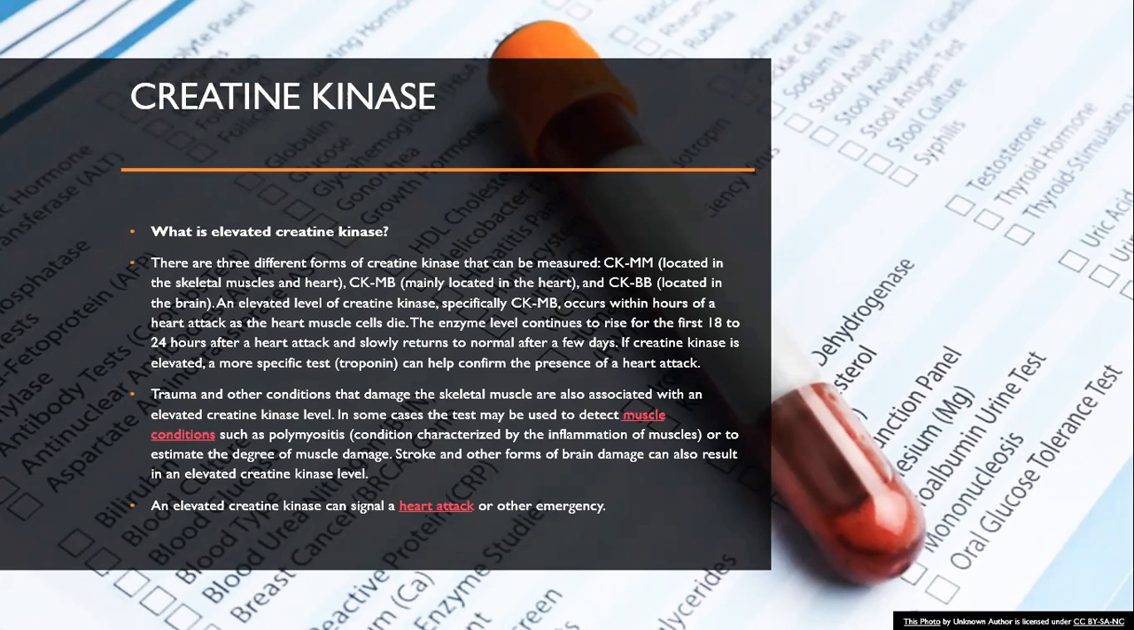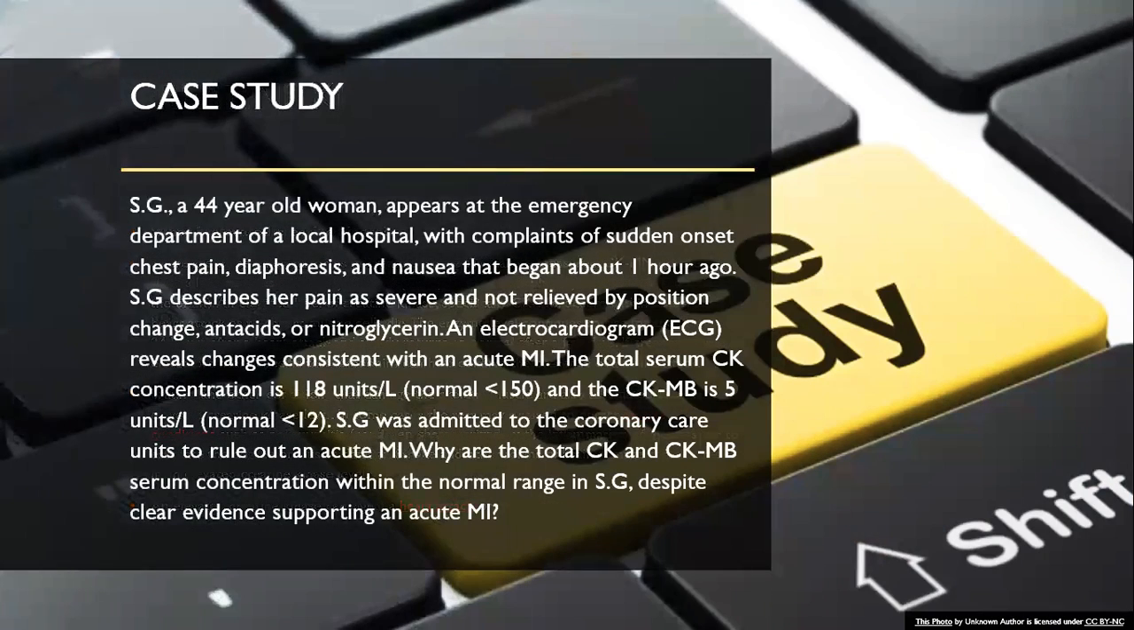In some cases, the test may be used to detect muscle conditions as well, such as myositis, which is a condition characterized by the inflammation of muscles, or to estimate the degree of muscle damage. Stroke and other forms of brain damage can also result in an elevated creatine kinase level. An elevated kinase level can also signal a heart attack or any other emergency such as liver failure.